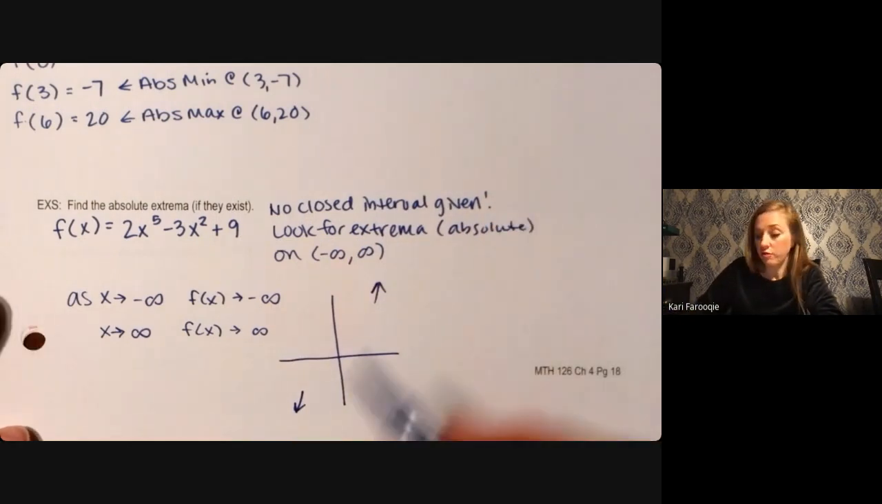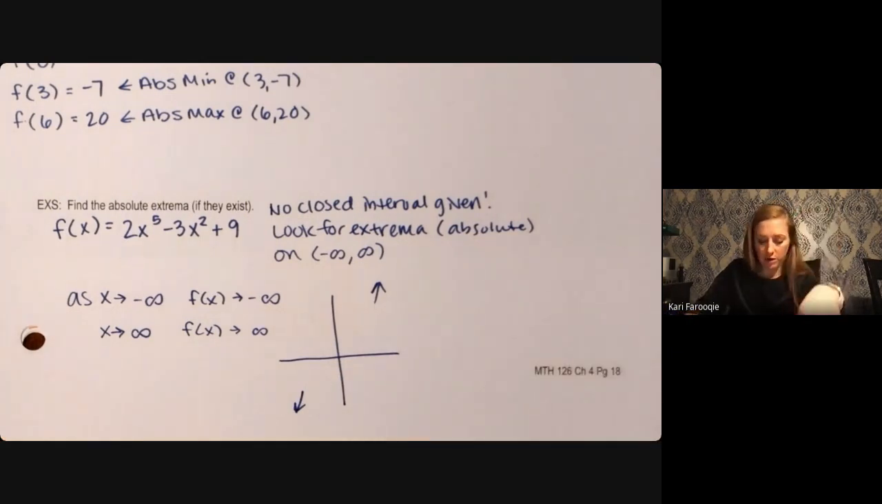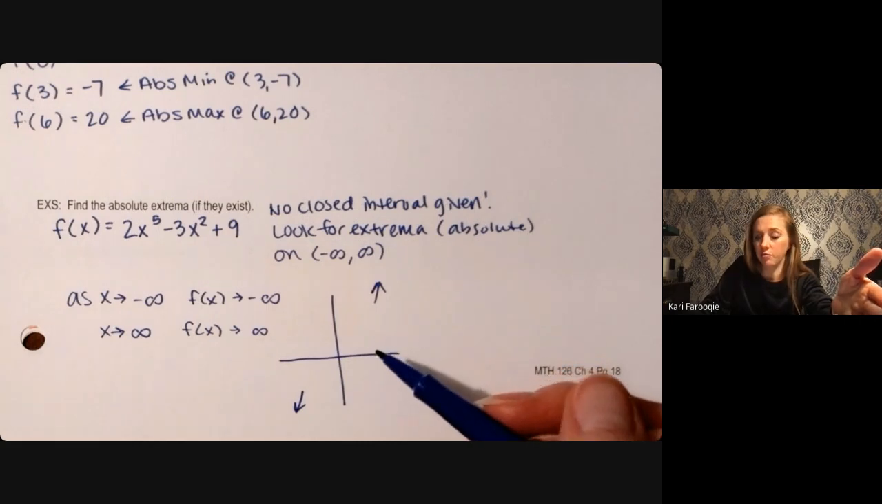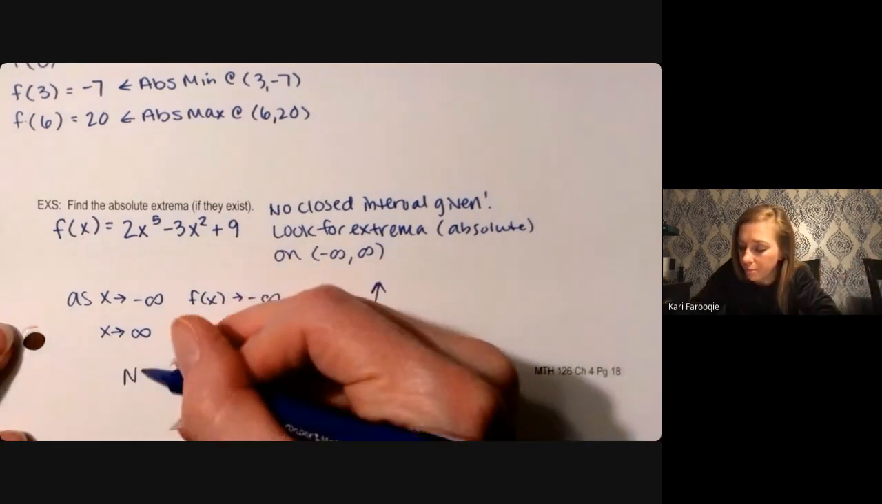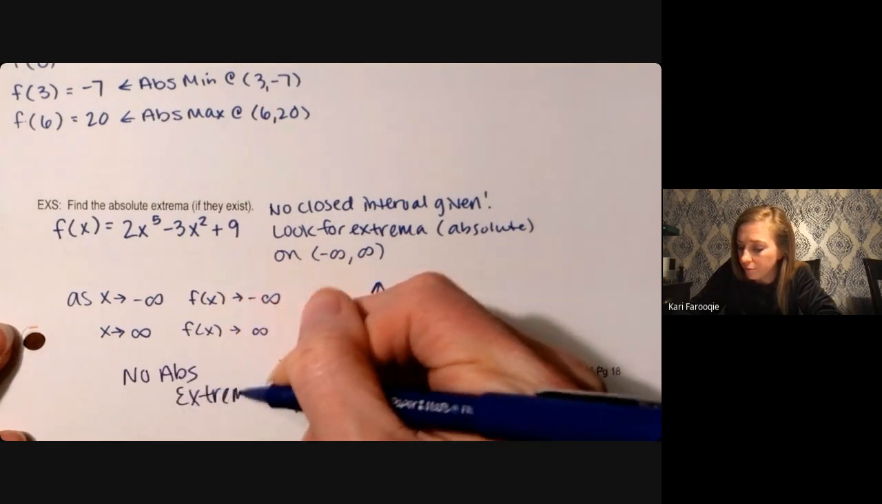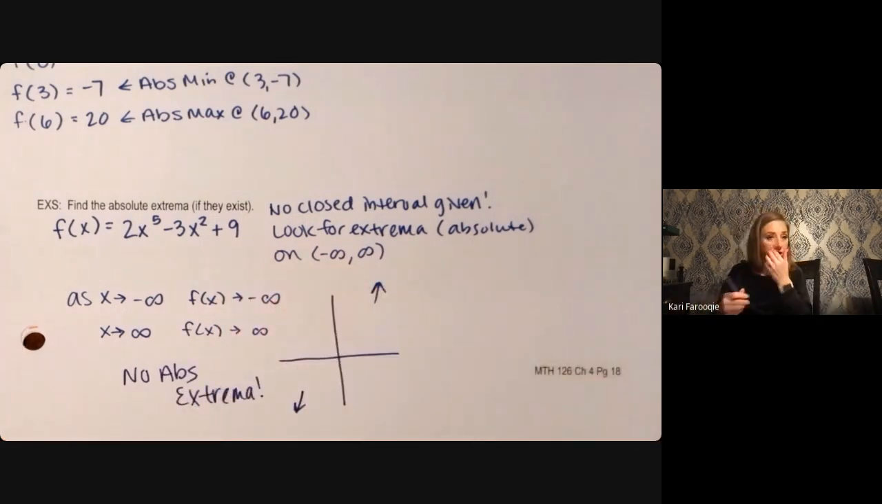If we know that the function values are only going up forever and down forever, we have no possible way that we would have any absolute extrema. We could have some relative extrema happening somewhere in the middle, but we can't possibly have absolute extrema. So there's that.